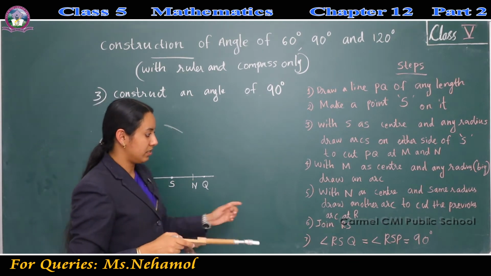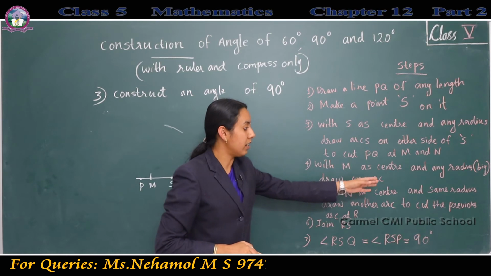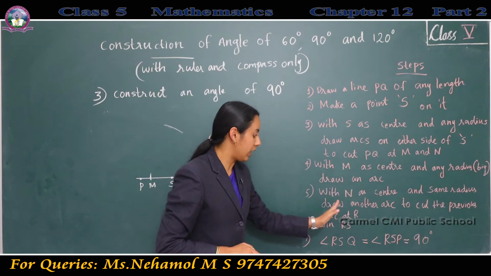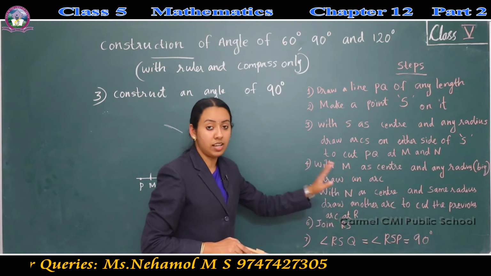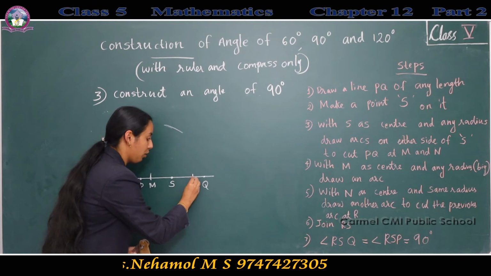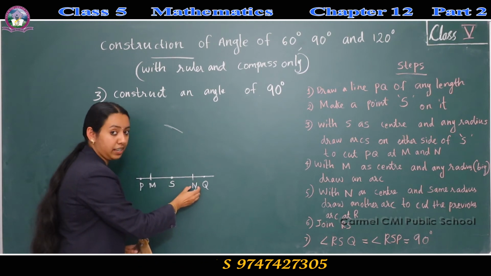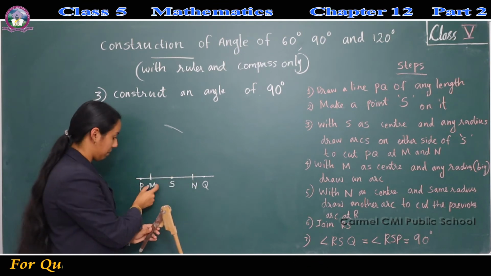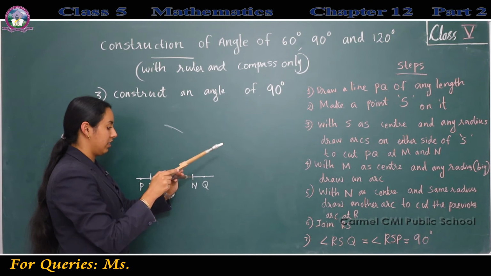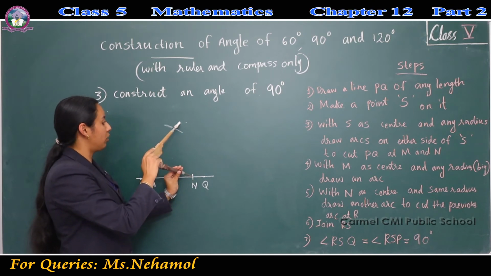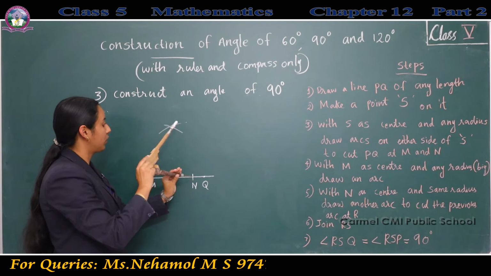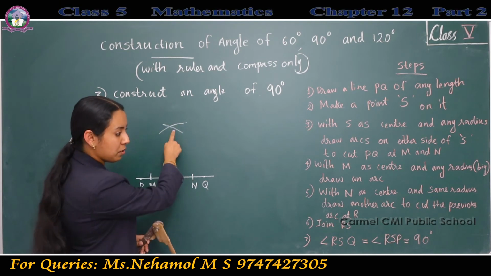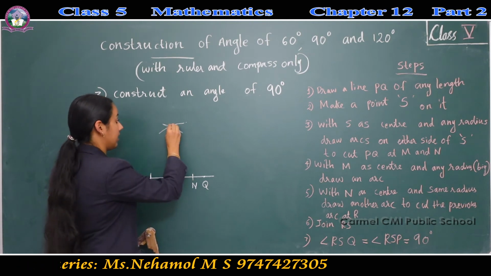Then, next step, with N as center and the same radius, draw another arc to cut the previous arc at R. Now, we have to draw an arc with N as center. This radius must be the same. With N as center, draw another arc which cuts the previous arc, and mark this point as R.